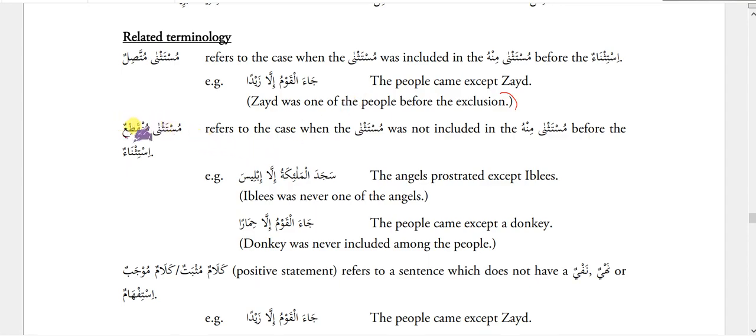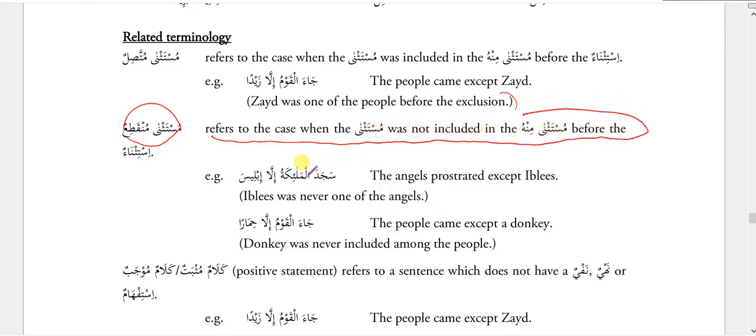Then we have mustasna munqati', which refers to the case when the mustasna was not included in the mustasna minhu before. For example, sajada al-malaikatu illa Iblis, the angels prostrated except Iblis. Iblis was never one of the angels. So here Iblis is never part of the Malaika group. So here Iblis is mustasna, but it is mustasna munqati', because Iblis was never a part of angels. It was never a part of Malaika, it was a part of jinns.